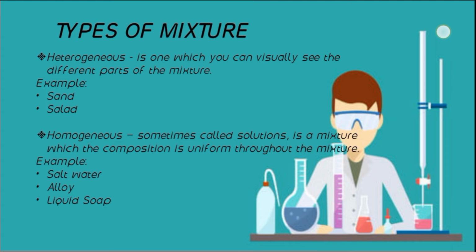Alloy is made up of two or more metals. It includes brass and bronze, and liquid soap. There are many ways of separating mixtures, which were discussed in the first part.